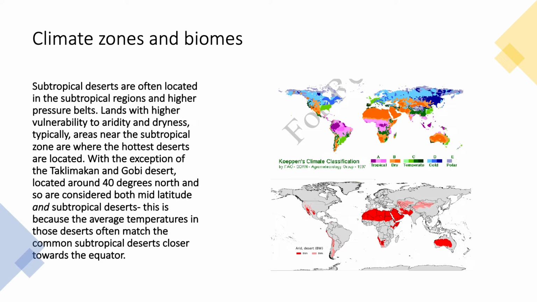The exception is the Taklimakan and Gobi deserts, located around 40 degrees north, and so are considered both mid-latitude and subtropical deserts. This is because the average temperatures in those deserts often match the common subtropical deserts closer towards the equator. From these two maps, you can see where most of the subtropical deserts are located in the subtropical zones, as I explained in this map.